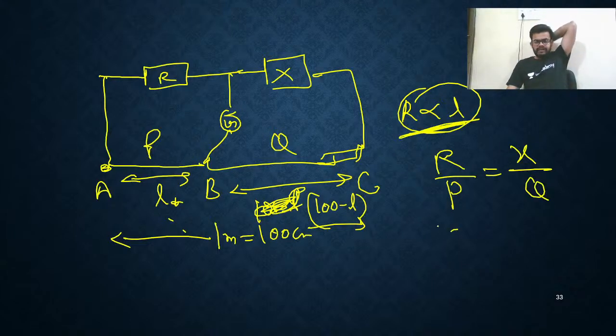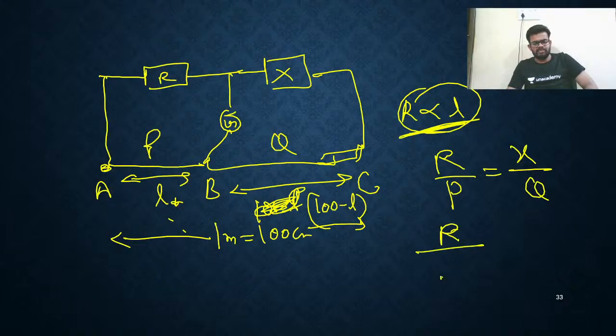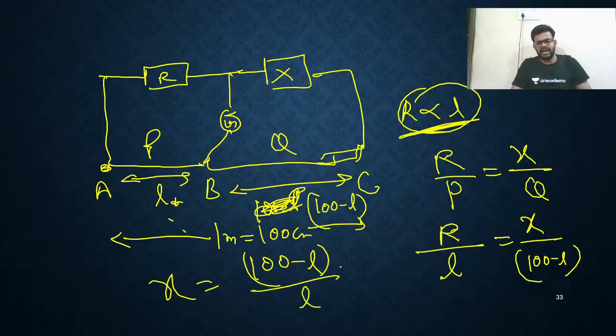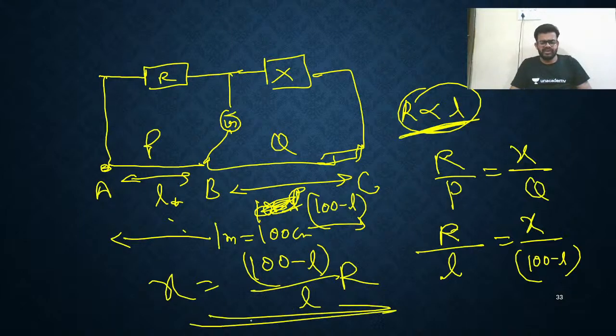Wheatstone bridge. Okay. So what you will write for R? R is R. It is given in the question. For P, you will write here L only. Okay. For this, what you will write? Here you will write X. X is unknown. And for Q, you will write 100 minus L. Okay. No problem. You will get the value of X here: X equals (100 minus L) upon L into R. You'll get the value of the unknown resistance. That's all. So this is the concept for solving this. Okay. I hope you got this.